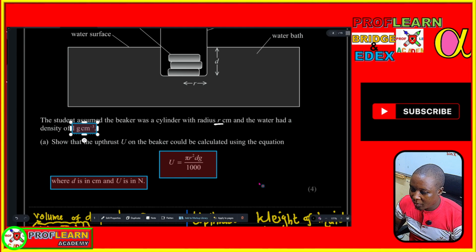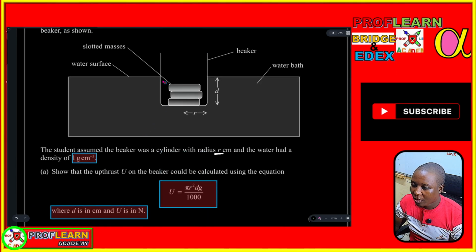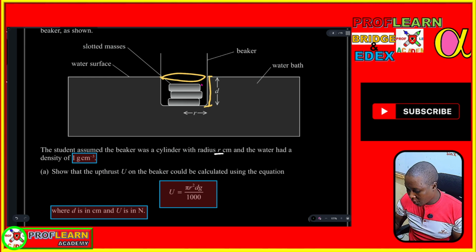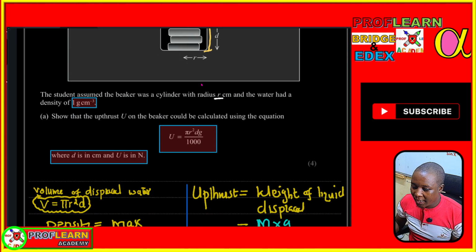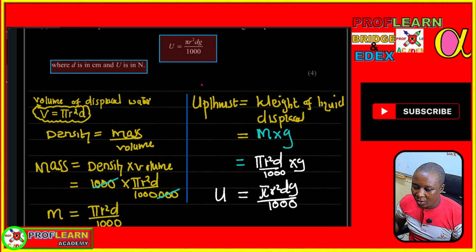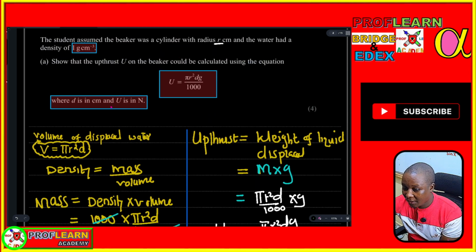So the first thing that we need to remember here is that the volume of water displaced is equal to the volume of this cylinder that is inside the water. If we know the volume of the cylinder within this region, we will know the amount of water displaced. The volume of a cylinder is pi r squared h, but our h is d, so that's why I said volume is equal to pi r squared d, because the height of that cylinder was d.